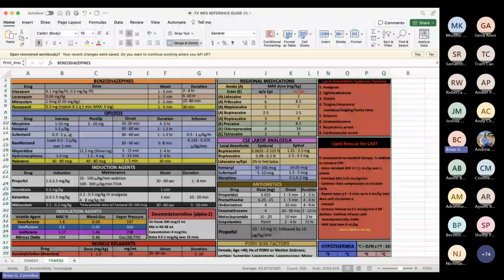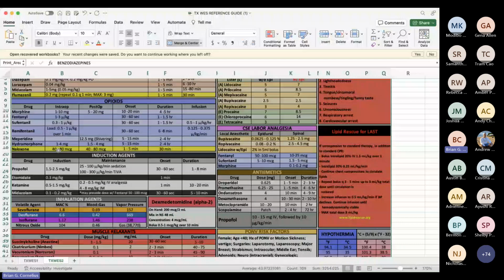Induction agents: propofol is going to be by far the most common. You use 2 milligrams per kilogram, etomidate 0.3 milligrams per kilogram, and ketamine 0.5 to 1.5 milligrams per kilogram. You may also use Versed for induction at a 0.1 milligram per kilogram dose.